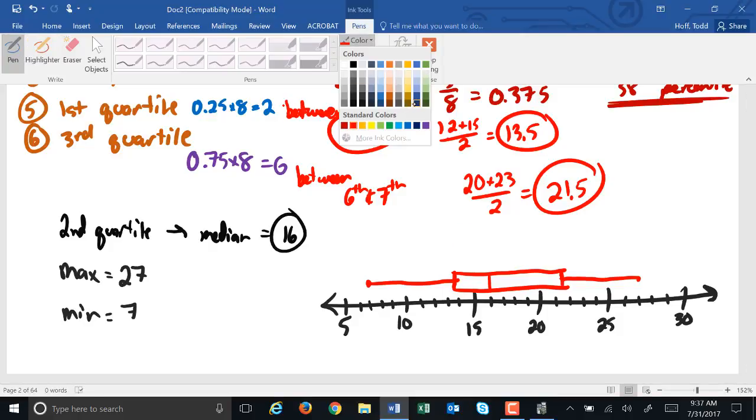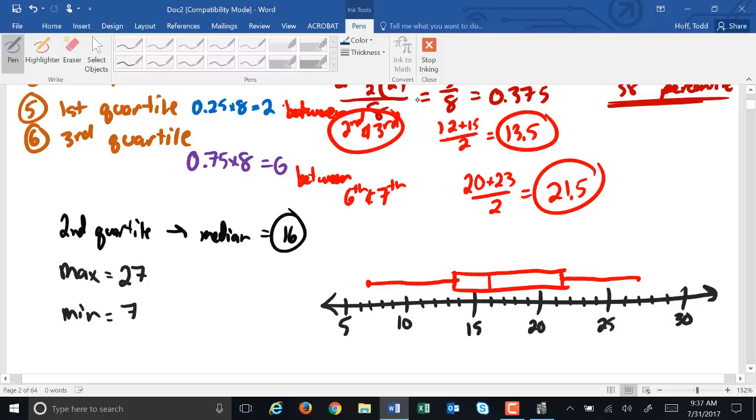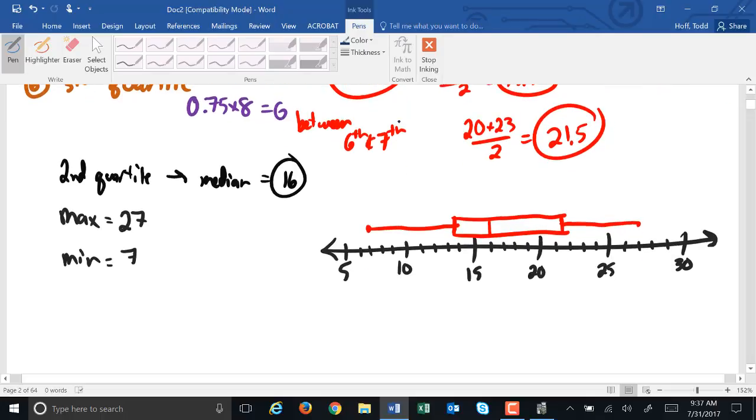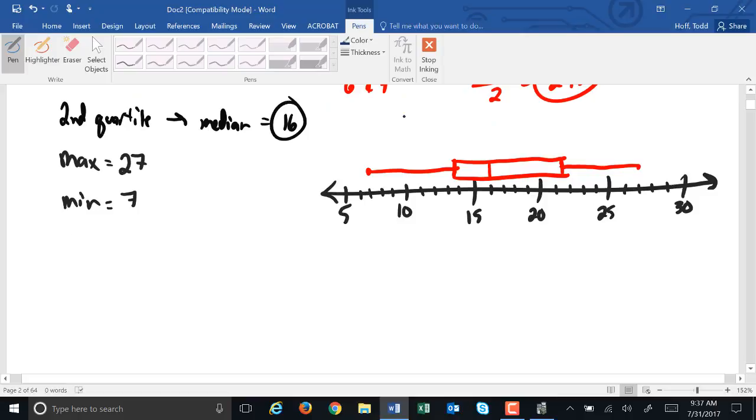Now I want to mention something. It's another measure of spread. And it's something we briefly mentioned the other day. It's called the interquartile range.